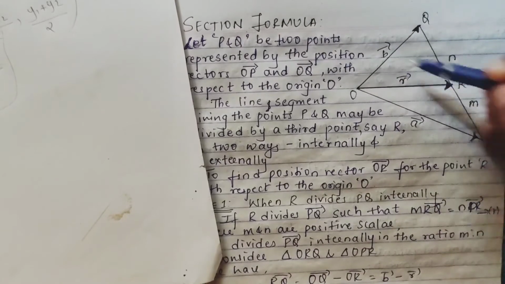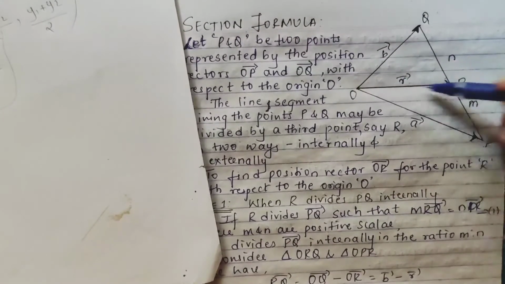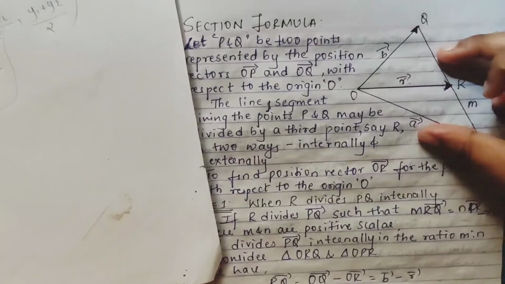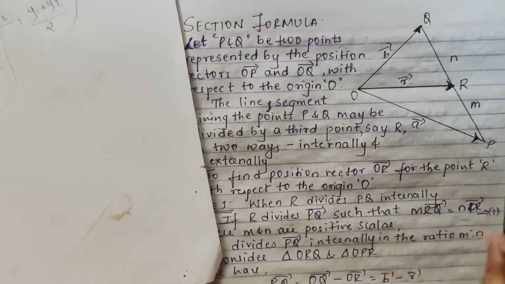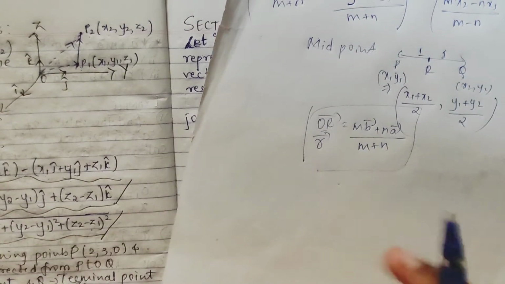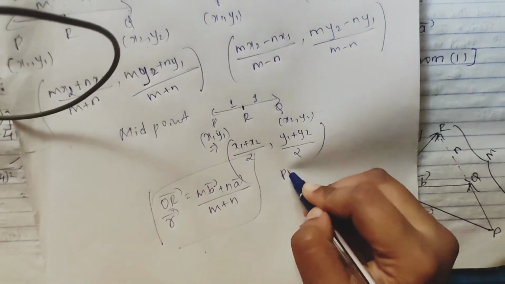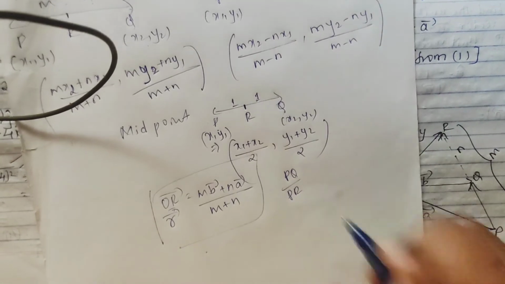So OQ minus this will be B minus R, and here will be what? OR minus OP means R minus A. Considering that and substituting in your equation 1, you will get this form. Okay, this is for internal division.